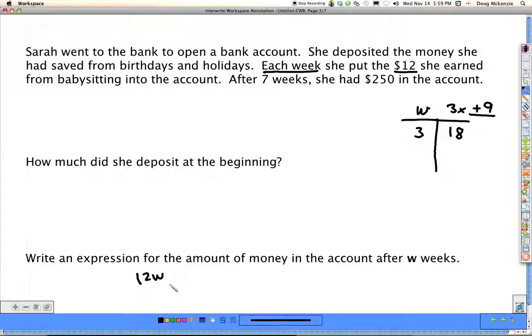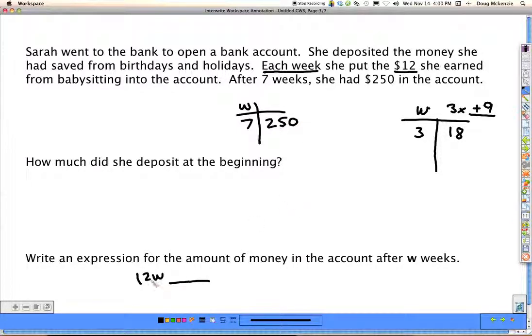And now what I need to do is finish that rule, just like what we were doing with the tables. It doesn't look like I have a table, but in fact I do. I have 2 pieces of information. One is the number of weeks, and another is the number of dollars that are in the account. So that table would look like this. W is the number of weeks. In this case it's 7. And if I put 7 into my rule, I get 250 out as the answer.